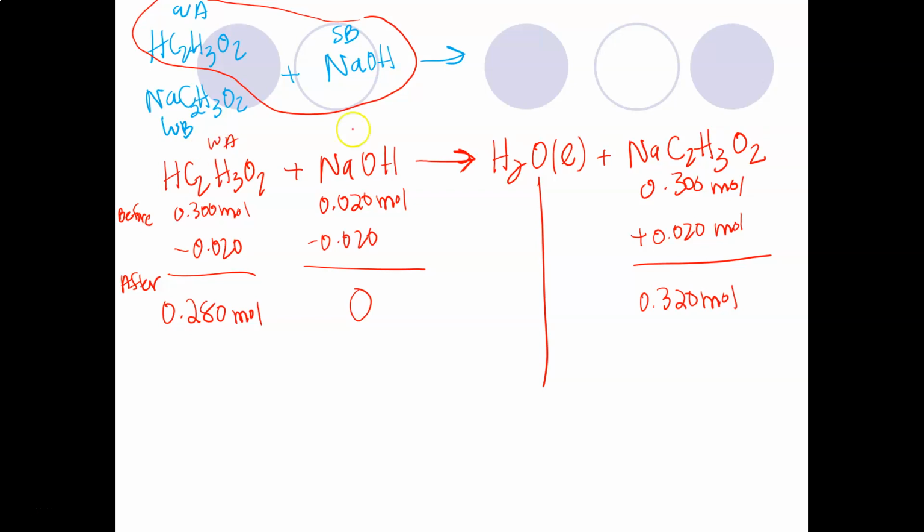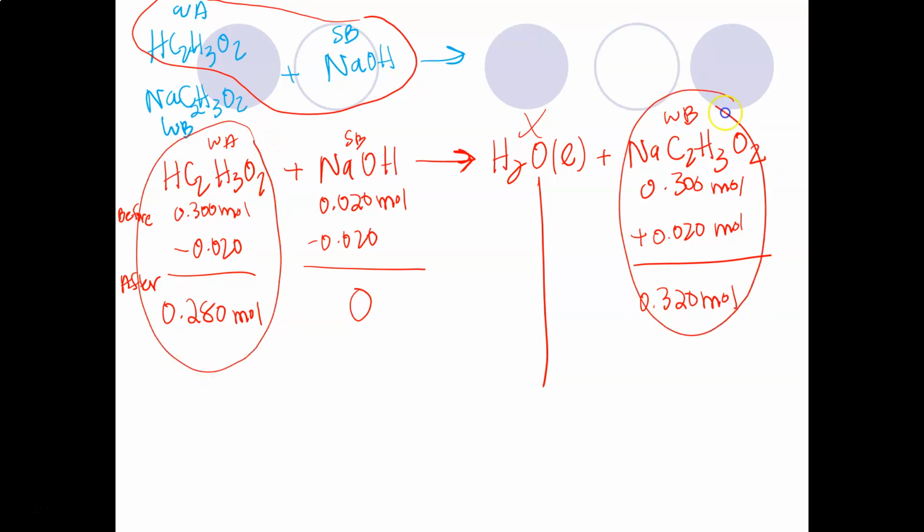Well, we have a weak acid. We have a strong base. We had water, which is neutral. We have a weak base. So at the end, the only chemicals that are left are this chemical and this chemical, right? The sodium hydroxide is gone. There's 0 amounts. So there's weak acid and there's weak base. Hey, we can use the Henderson-Hasselbalch equation for this because the weak acid and the weak base are all that's left.